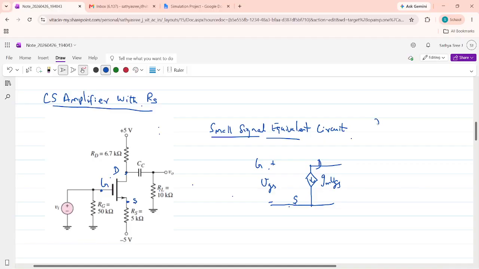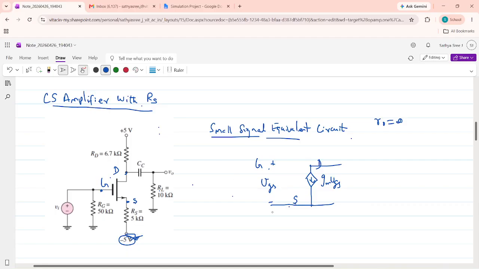Now we will assume R naught as infinite. R naught is infinite, so we will remove R naught here. In the previous case, the source was directly connected to ground, so we connected the source to ground. Now in this case, the source is not connected to ground. There is a resistance Rs, which is connected to minus 5 volt. While drawing the small signal model, this DC source has to be nullified, so that has to be connected to ground.